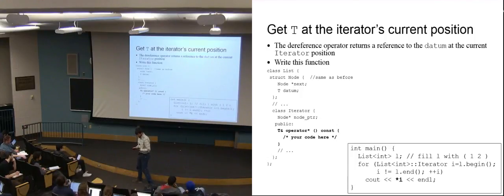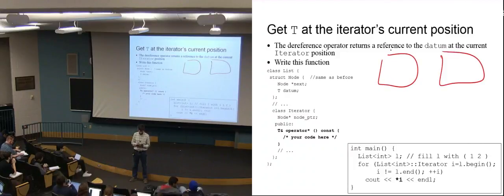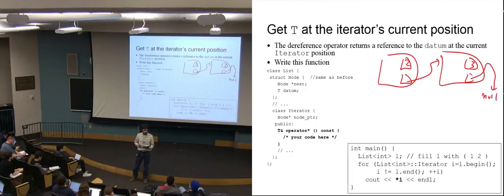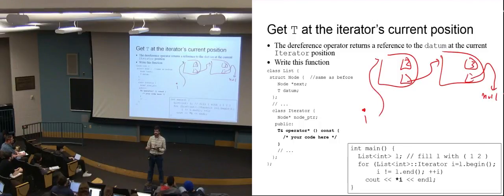Let's take a look. So we have a list like this. And if we have I that points here, I points to the node, right? Not the datum. Is this function supposed to return a node or a datum? Okay, datum. Do we want an address of a datum, or do we want like a value or reference? Value or reference. A value turned into the reference, like that.